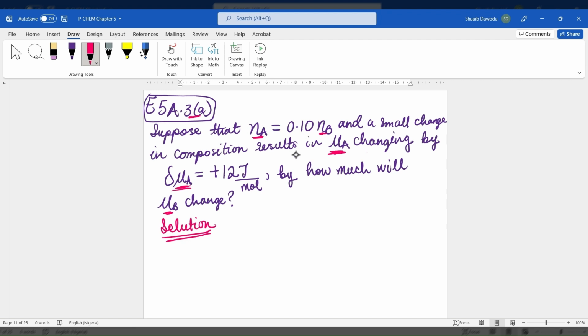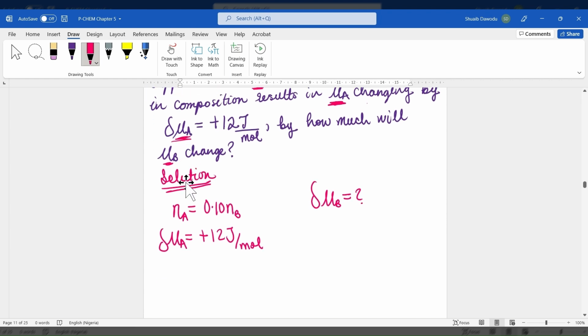Whenever you see a question like this where you're given the number of moles of A, which is just 0.10 n sub B, and you're also given the change in chemical potential, there's this delta sign, or you can just say change in chemical potential of A. Let's stick to what they wrote. The change in chemical potential of A is just plus 12 joule per mole. So now we're being asked what is going to be the change in chemical potential of B.